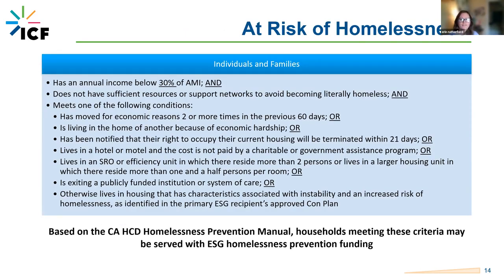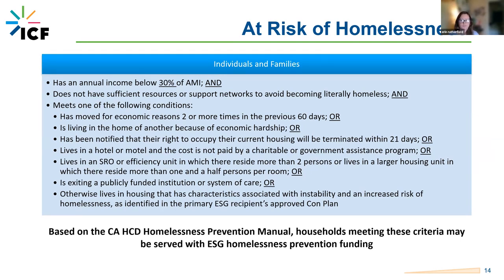Thank you. Okay, so here we have the detailed definition for at-risk of homelessness for individuals and families. Remember again, this definition applies only to clients eligible for homelessness prevention projects. So first, in order to meet the at-risk of homeless definition, the participant must have an annual income below 30% of the area median income, and they must not have sufficient resources or support networks to avoid becoming literally homeless. And Gordon kind of provided examples of what that would look like. You have no friends, family, church, alternative options to support you. If the participant meets these first two criteria, they also have to meet at least one of the following conditions on this list.